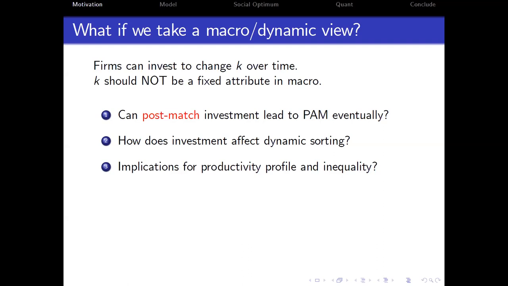So here, dynamic sorting really means dynamic. In contrast to a lot of other papers with the same phrase in the title, in those papers usually they don't allow firms to accumulate capital. Dynamic sorting is just, given the amount of frictions, for example, workers switch jobs from firm to firm and so on. That's what they call dynamic sorting. Here, the other dimension is that K changes over time.